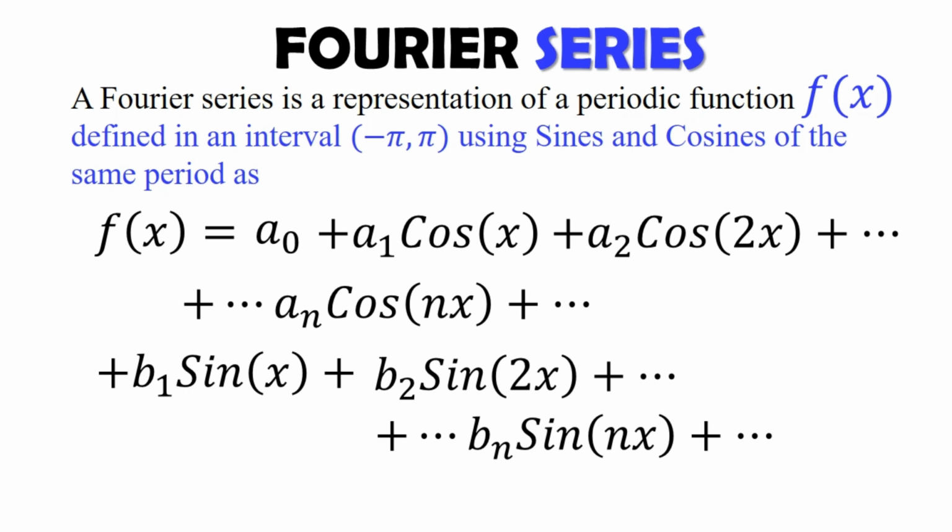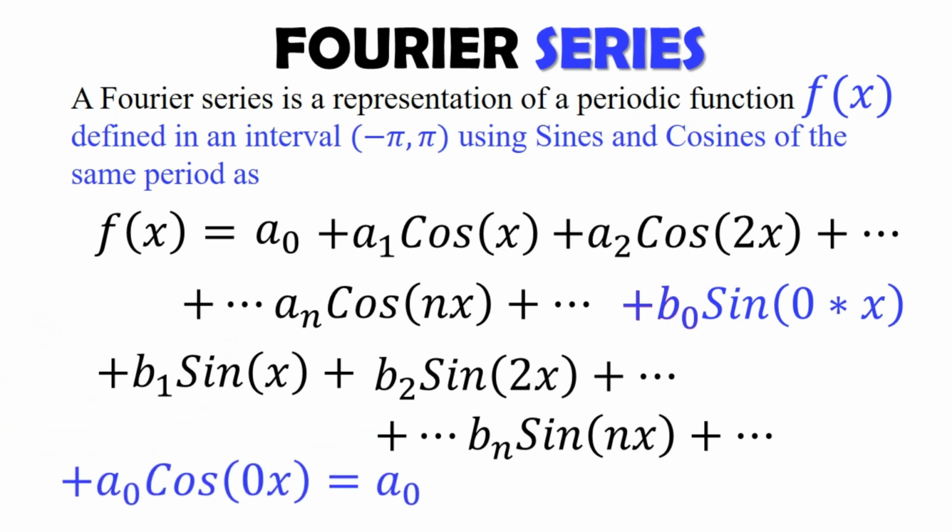But mind you, that is not all. What of something like b naught? How come we don't have b naught? Do you notice that? I only call your attention to a naught, a1, a2, a3, a4, a5 up to an, and we have b1, b2, b3, b4, b5 up to bn. How come we don't have anything like b naught? Now, if we have b naught, remember that it's going to be b naught sine 0x. And what is sine 0? Sine 0 is 0. But what about cos? If we have a naught cos 0x, don't forget that cos 0 is 1. So that is the reason why in Fourier series we do not have anything like b naught.